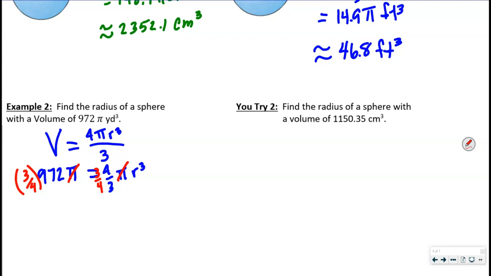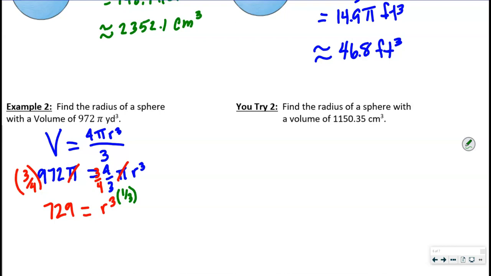I got 729 is equal to r cubed. Now, I need y'all to really watch me here, because this is the tricky part. So to get rid of a 3, don't we normally multiply by 1/3? That makes it 3 over 3, which is 1, right?